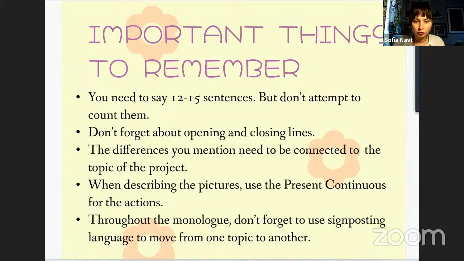The next crucial thing to remember has to do with the differences between the two photographs. So the differences you're talking about need to be directly connected, directly adjacent to the topic of your project.